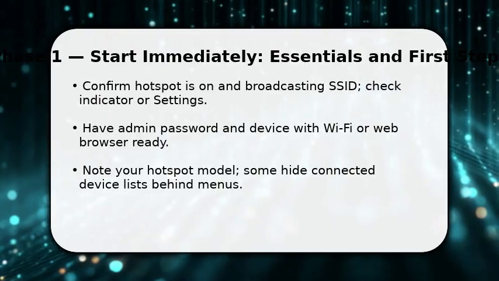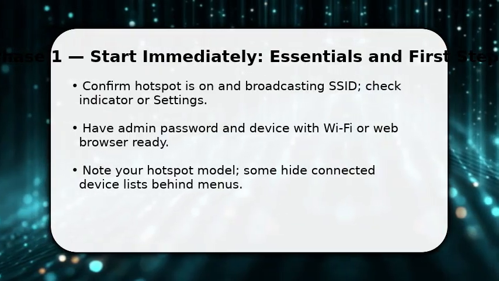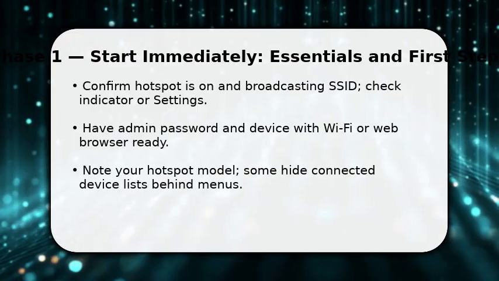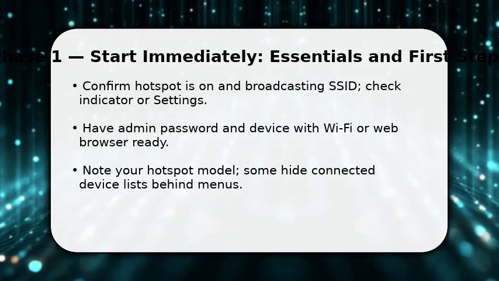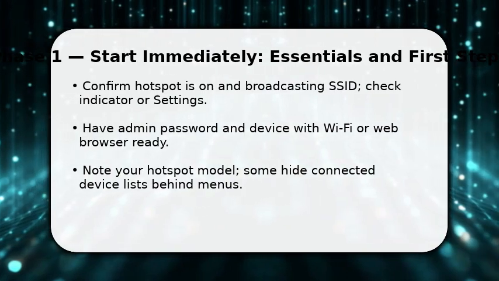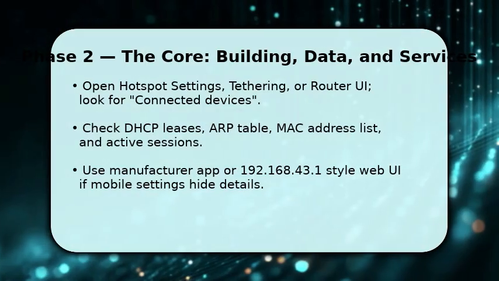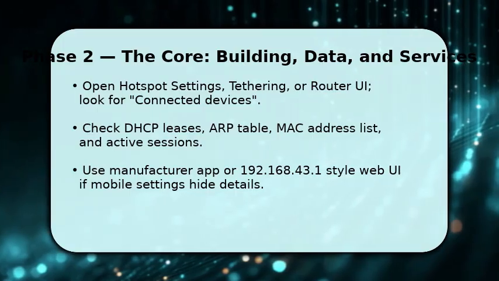Now, navigate to Settings or the Router Web UI. This is the gateway to device lists, DHCP leases, and logs that reveal connected clients. You now find the client list area. On phones, it might be tethering. On routers, it's status or attached devices.